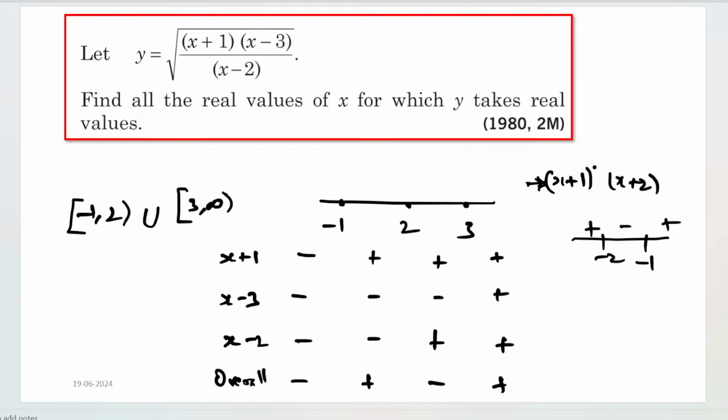When there is a square, you have to be careful. Whether it is in the numerator or denominator doesn't matter. The only thing is, if it is in the denominator, at x equal to 2 this is not defined, whereas if it is in the numerator, at x equal to 2 it is defined. In the wavy curve method, if it is in the numerator, the curve will go like this. If it is in the denominator, the curve will go something like this, one side like this, one side like this. You will get a vertical asymptote.